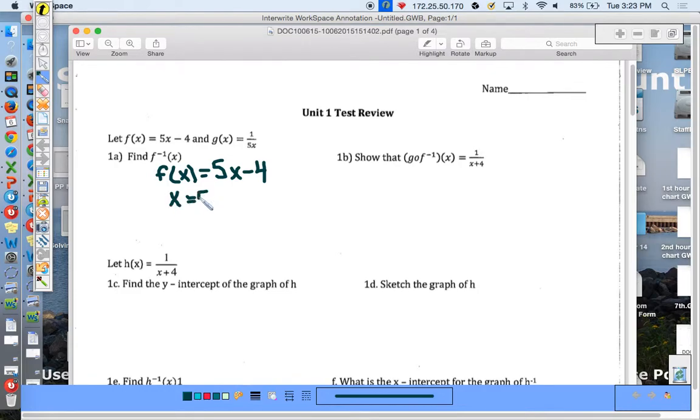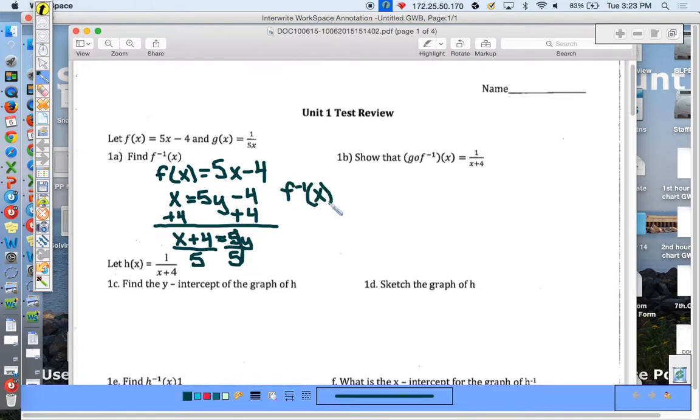X equals 5y minus 4. And now we have to solve for y. So we can add 4. X plus 4 equals 5y. And we can divide by 5. And you have to divide everything by 5. So we have our inverse of f equals x, oops, that got a little messy there, sorry about that, equals x plus 4 over 5.